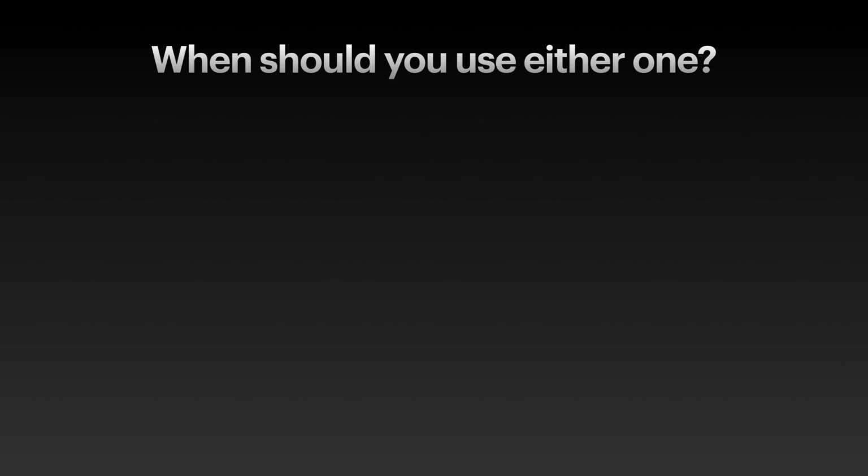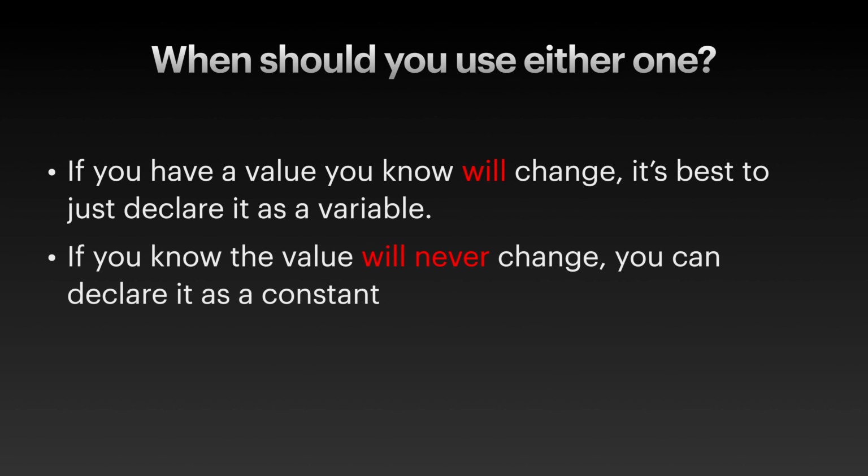And so when should you use either one? If you have a value that you know will change, it's best just to declare it as a variable. And if you know the value will never change, you can declare it as a constant.